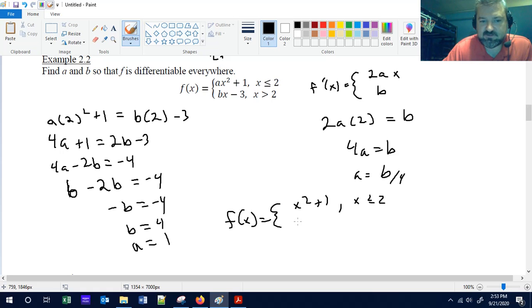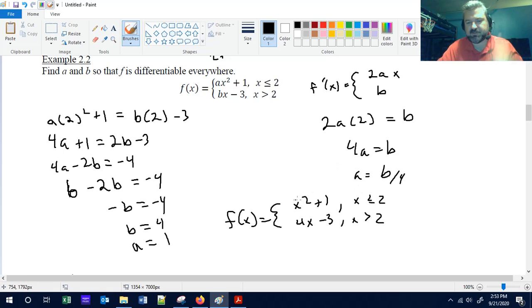and 4x minus 3. We can confirm that they're continuous. If you plug in a 2, you would see that f of 2 is 5. The limit from the left is 5, the limit from the right is 5, so the limit is 5, so they're the same limit as function value. The derivative would be 2x, which at 2 is 4, and the derivative here would be 4, which is always 4, so we have accomplished our goal.